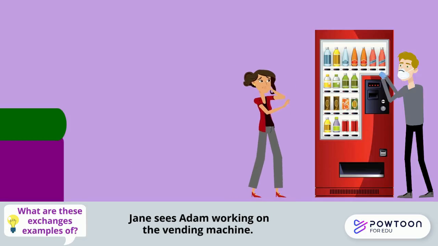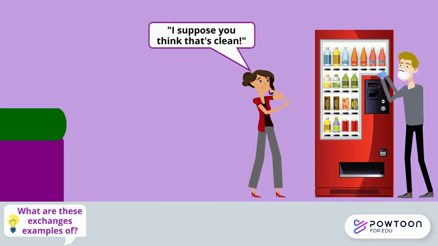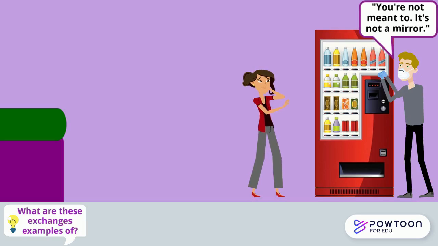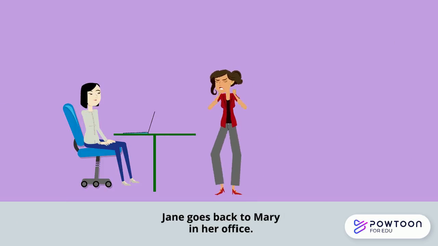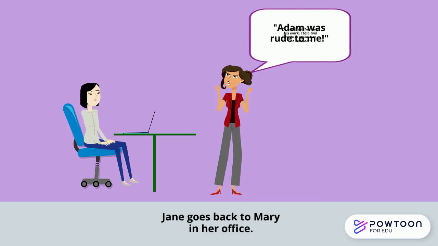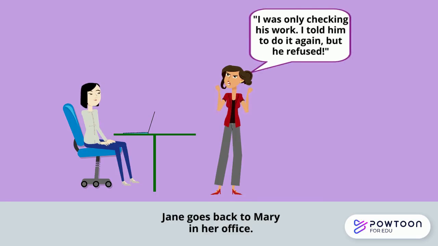Jane sees Adam working on the vending machine. "I suppose you think that's clean." "Yes, it is." "You're joking. Can't see my face in it." "You're not meant to. It's not a mirror." Jane goes back to Mary in her office. "Adam was rude to me. I was only checking his work, told him to do it again, but he refused."